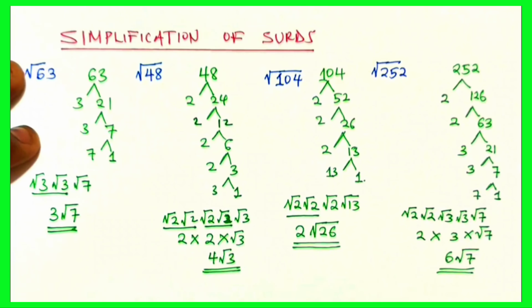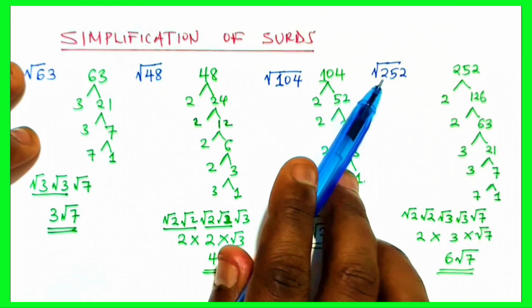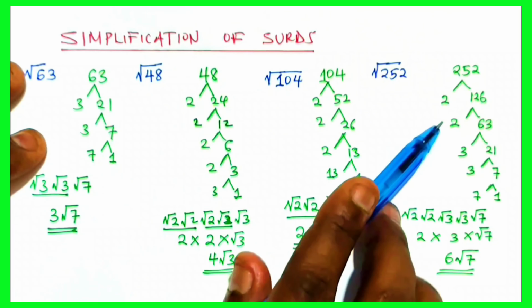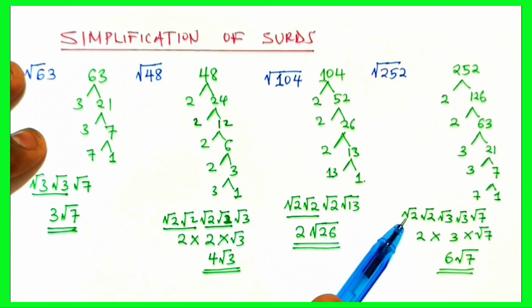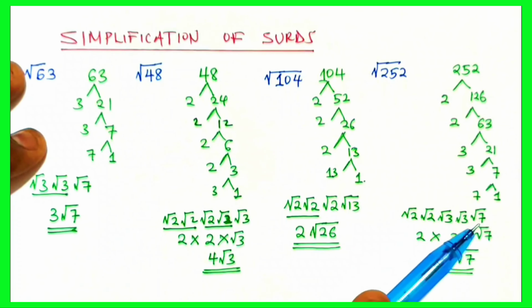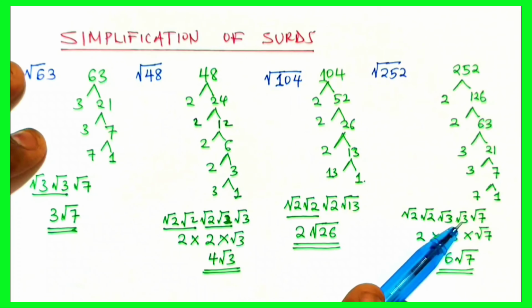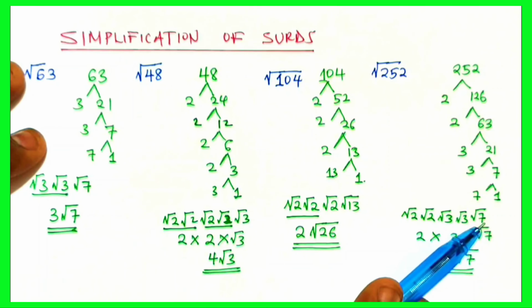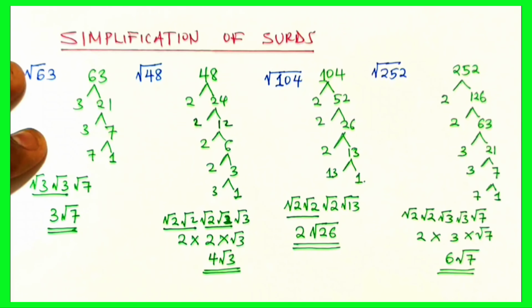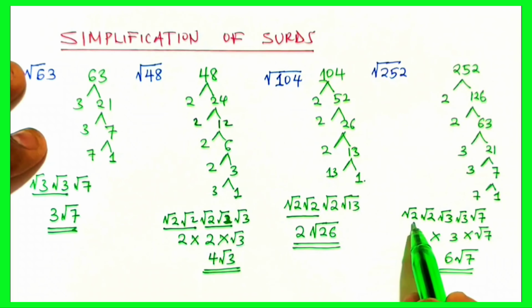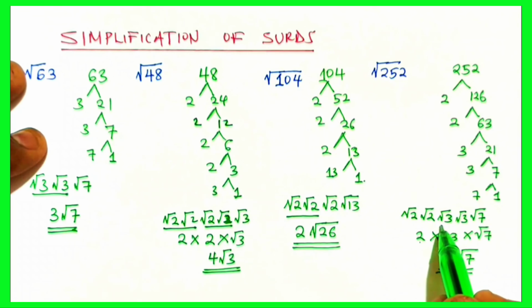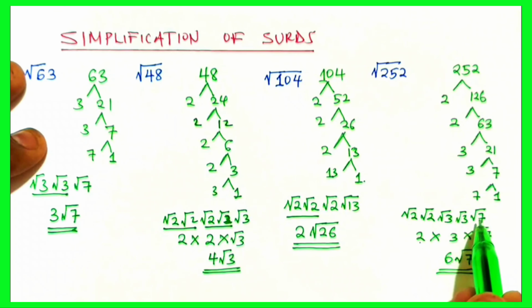And then the last number that I've considered is root 252. So this is its prime factorization. We end up with root 2 multiplied by root 2 multiplied by root 3 multiplied by root 3, and then multiplied by root 7. When you multiply root 2 by itself, you end up with 2. When you multiply root 3 by itself, you end up with 3. And there's nothing you can do to root 7, so it remains there. When you combine these numbers, you end up with 6 root 7. And this is the solution.